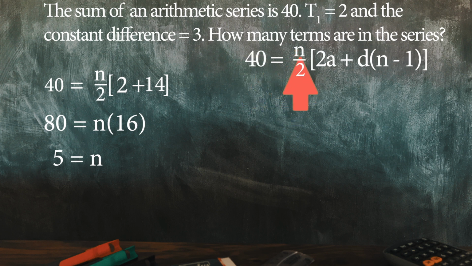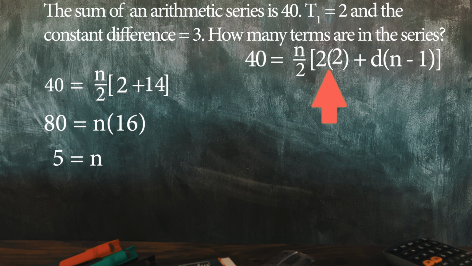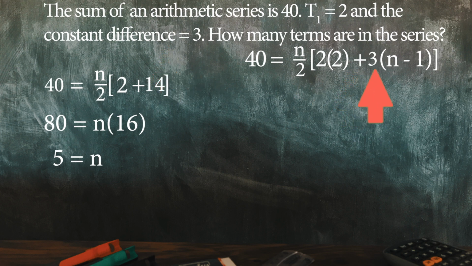We want to calculate what n is, how many terms there are. And then 2 times a, in the place of a, we put term 1, which is 2. Plus the constant difference is given to us, which is 3. And then n minus 1. Now we simply continue to solve for n.